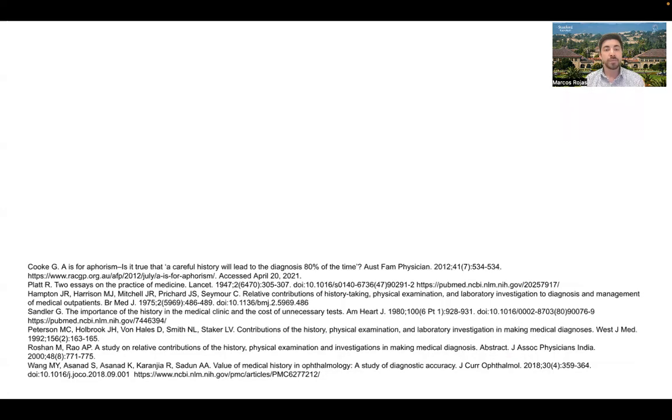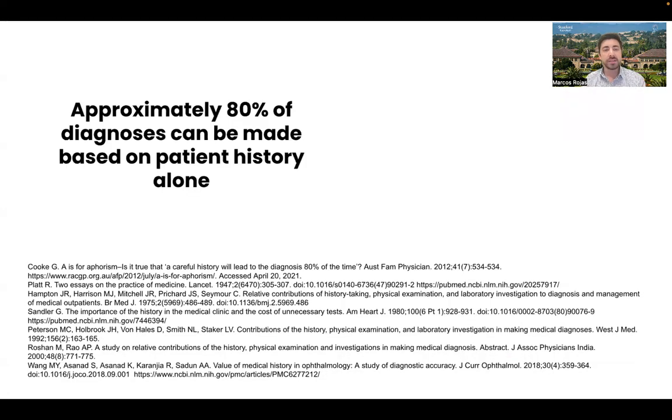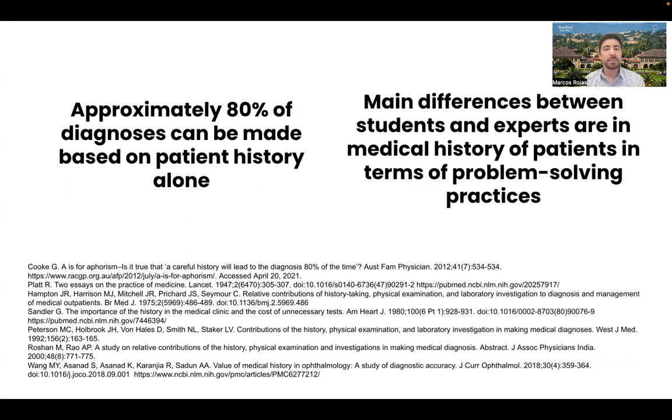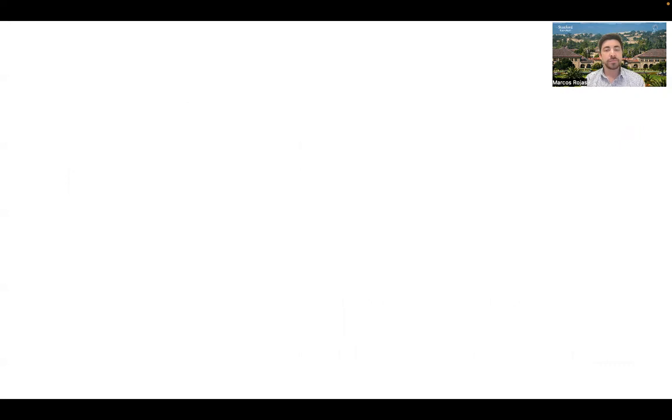We also have some evidence that approximately 80% of the diagnosis can be made based on patient history alone, and also that the main differences between students and experts are in medical history of patients in terms of problem-solving practices. So when we think about the main challenges that medical students face when developing their own clinical reasoning, medical history is the main challenge.